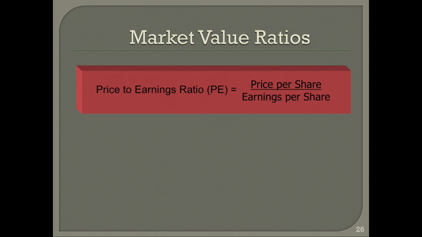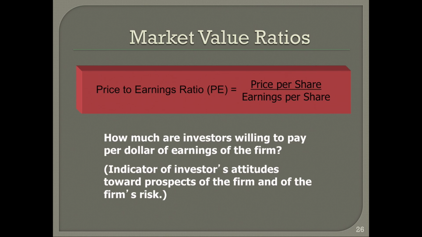We also have the price to earnings ratio, which is called the PE ratio. So the price per share divided by the earnings per share. And it's how much are investors willing to pay per dollar of earnings of the firm. So the higher the PE ratio, investors are willing to pay more per dollar of earnings for the firm. Why would they be willing to pay more?